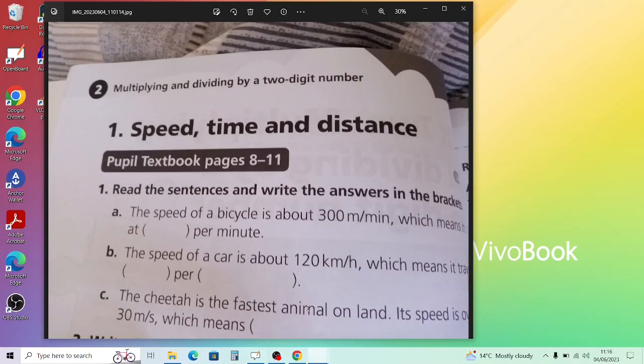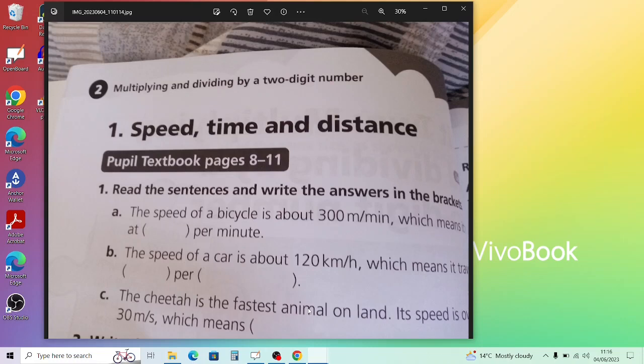So moving on to question 1, as I say, it's a long topic, so I'm not going to do all of them. Let's do 1C. The cheetah is the fastest animal on land. Its speed is over 30 meters per second, which means what? Which means it travels at 30 meters per second. So just getting familiar with what speed actually means.